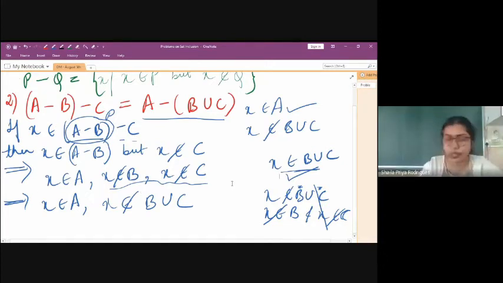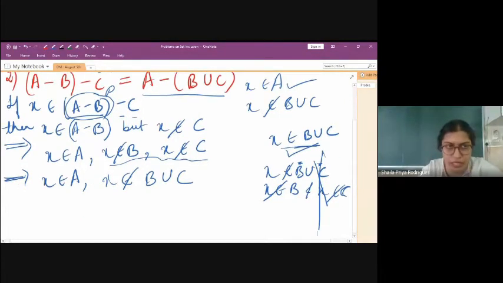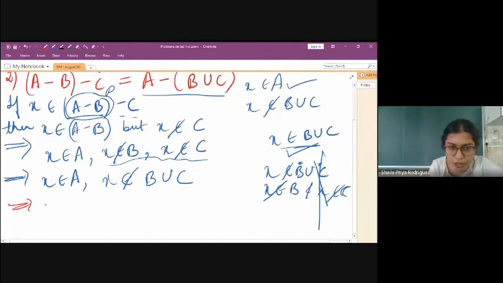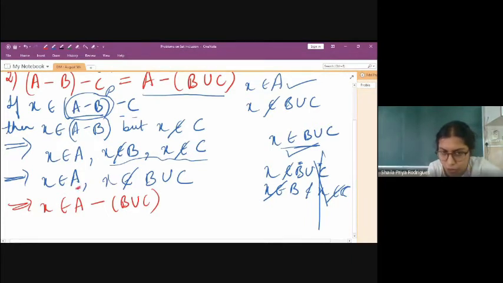Okay, so with the conditions that we've written here, X belonging to A and X not belonging to B union C, what can we write next? X belongs to A minus B union C. Using the definition of difference of two sets, X is a part of A here but not a part of B union C. So X belongs to the difference of A and B union C.